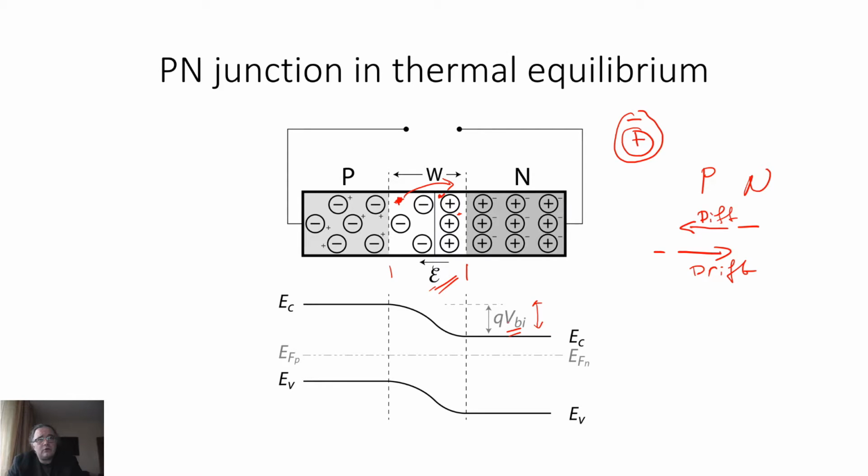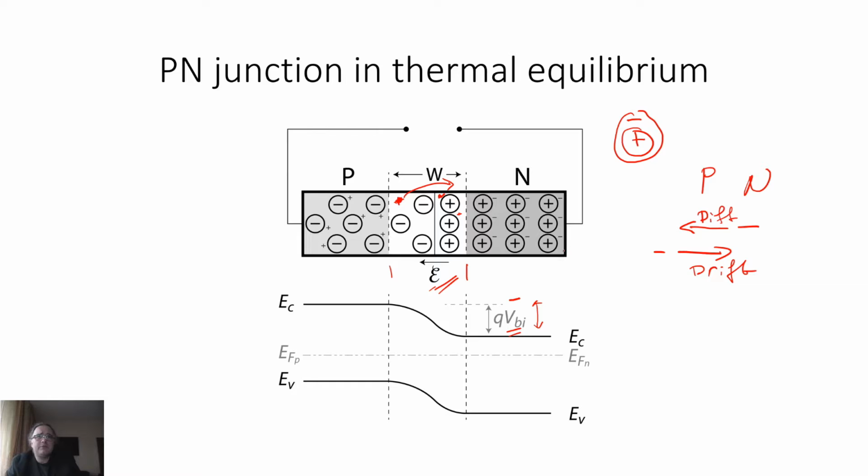For an electron to be able to diffuse to the other side, it needs to have an energy which is higher than the potential difference. Otherwise, the drift forces of this built-in electric field will pull the electron back.